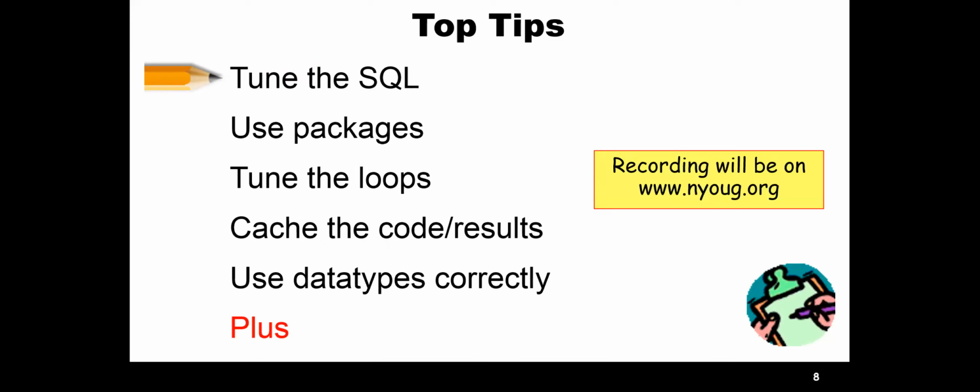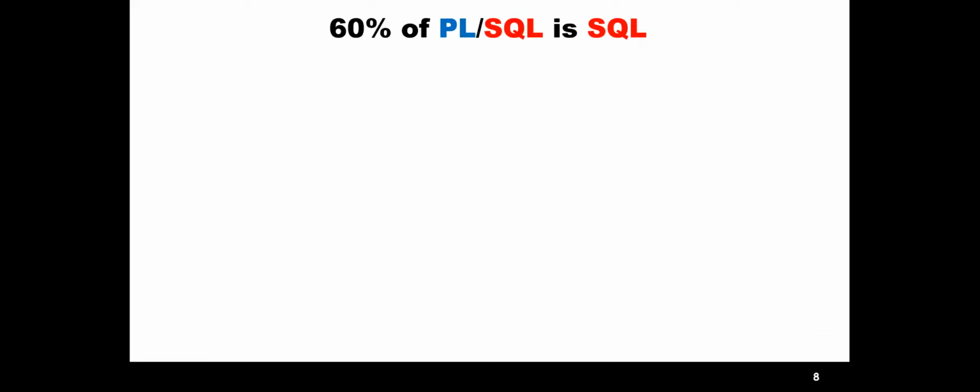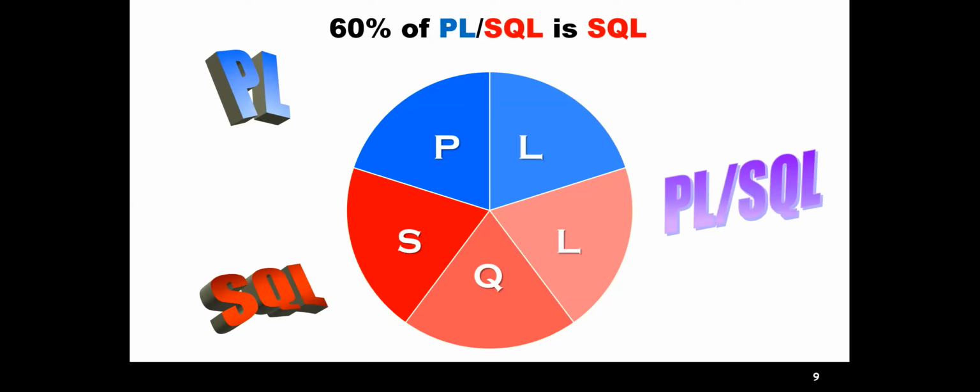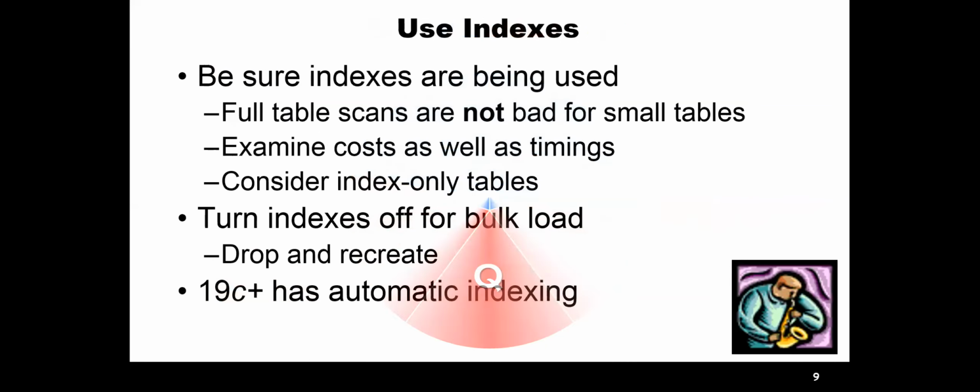So the top tips I came up with, and again, these are kind of groupings: one is tune the SQL using packages, tuning the loops, caching the code and results, and using data types correctly. And then there's a whole bunch of other stuff. So this is kind of a sales pitch about efficient SQL. 60% of PL/SQL is SQL. PL, procedural language SQL, is what the name of the language is. So we have to worry about the SQL first.